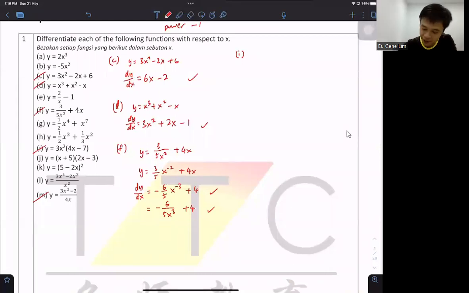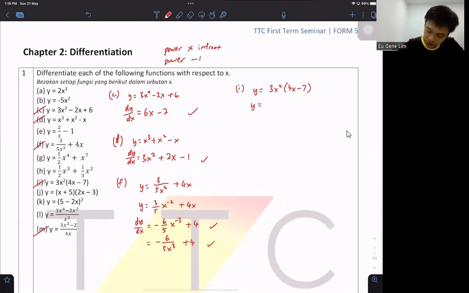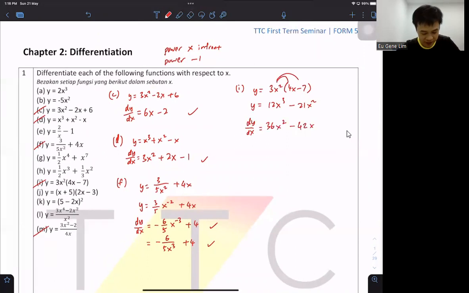Okay, now for this question you have to expand first. If you can expand, just expand, all right? So you expand, you get 12x to the power 3 minus 21x squared. After you expand, then you can differentiate. Should be no problem for you. 36x squared minus 42x.